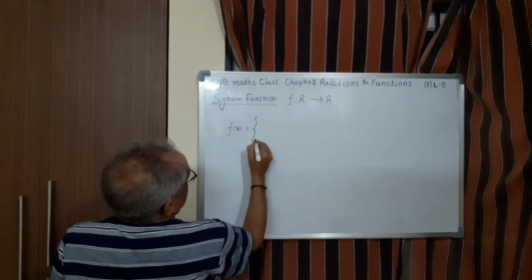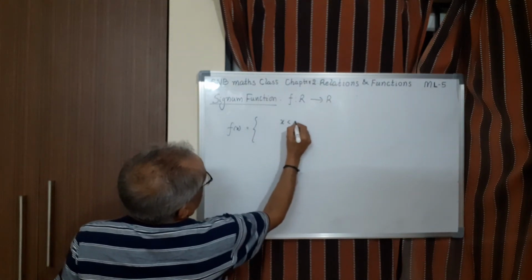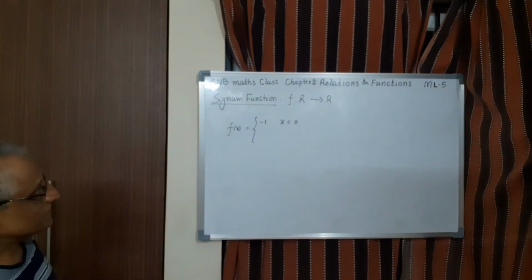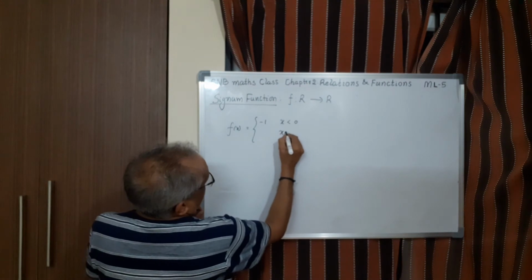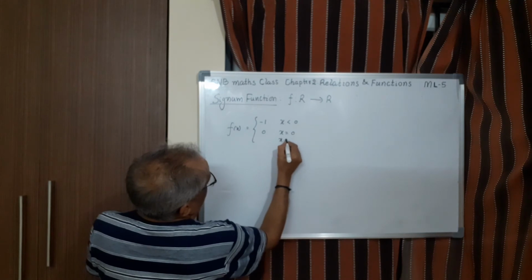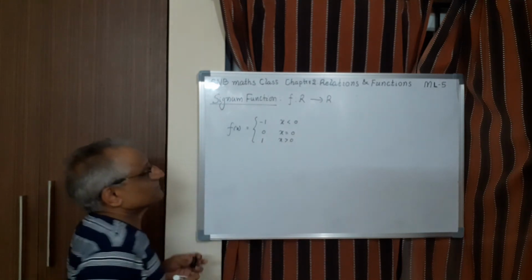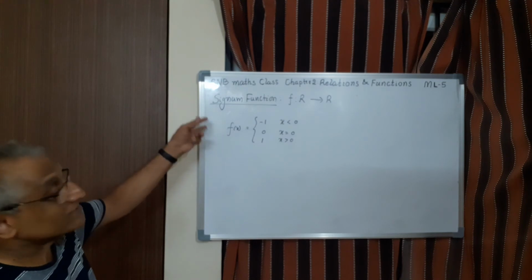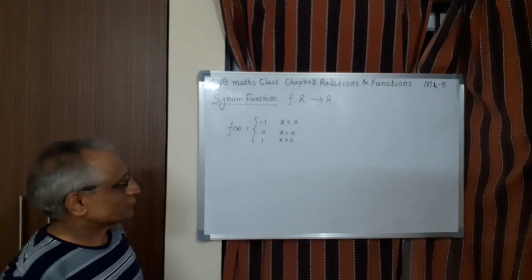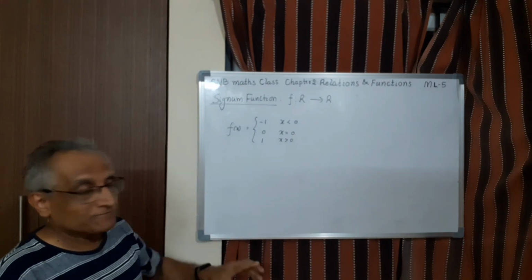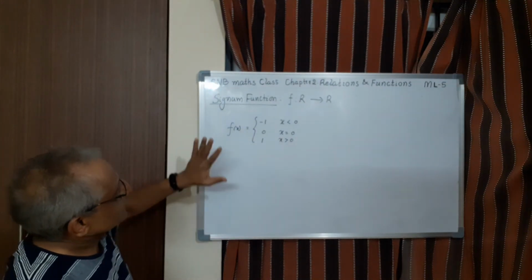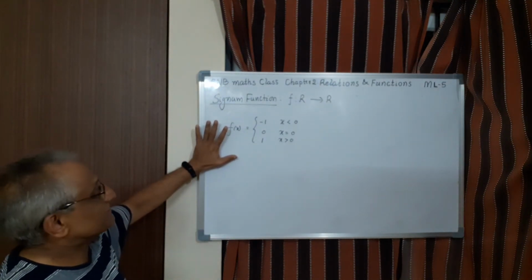Okay. What it does is, suppose you take any value less than 0, it will go to minus 1. Suppose you take x equal to 0, it will go to 0. You take any value more than 0, it will go to 1. That is why it is signum, the sign function, that is either negative, 0, it takes 3 values. One is negative value minus 1, 0 neutral, another one is positive value 1. So this is called the signum function.